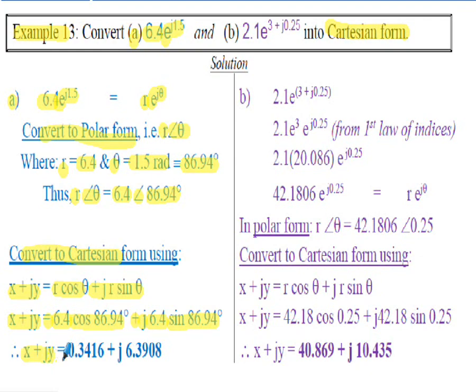Evaluating, x plus jy is equal to 0.3416 plus j 6.3908. So the x is 0.3416 and the y is 6.3908.